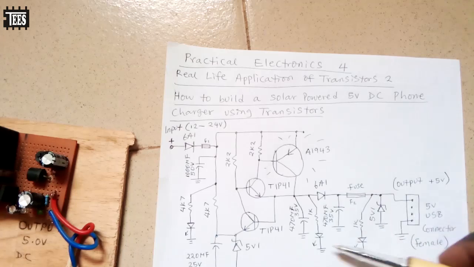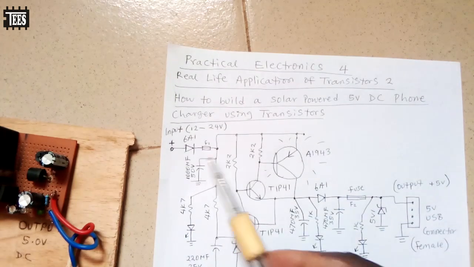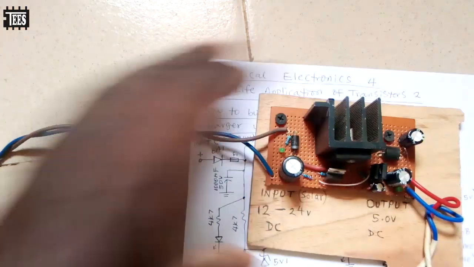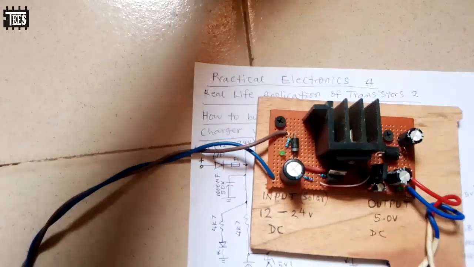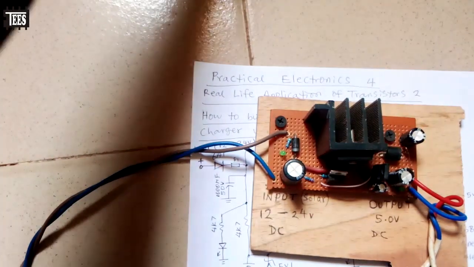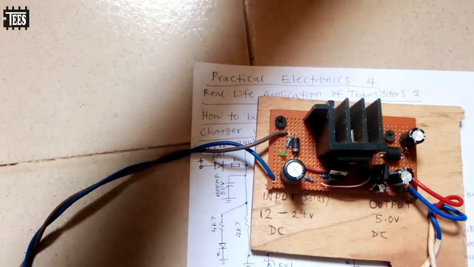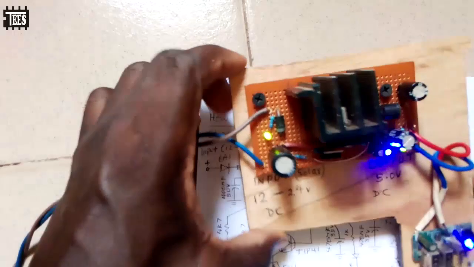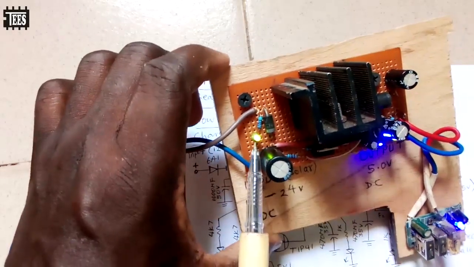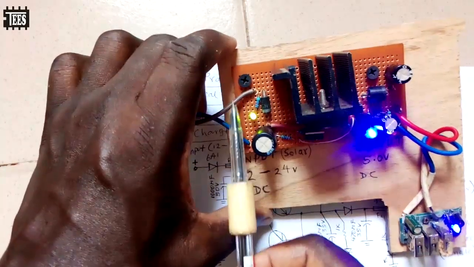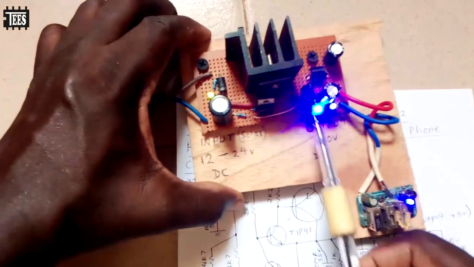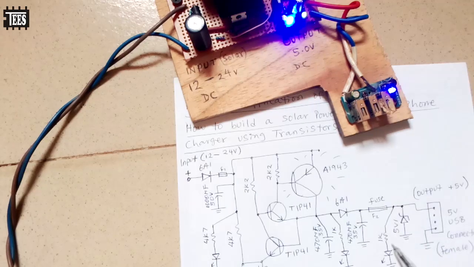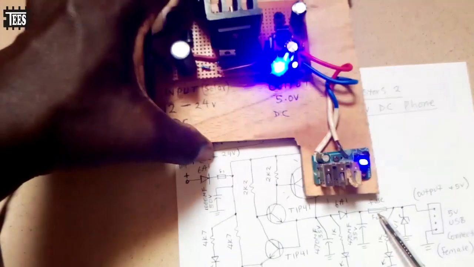So you can see there are 3 indicator LEDs here. Power goes in. This is to show that there is power. Let me power the circuit once more. So you can see the 3 LEDs. This one is to show that there is input here, then this LED here is to show that there is output at this point. Now this LED showing up means that the fuse is okay.